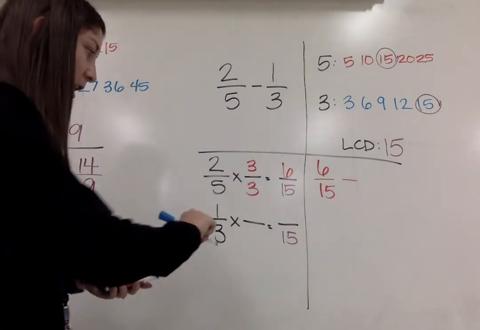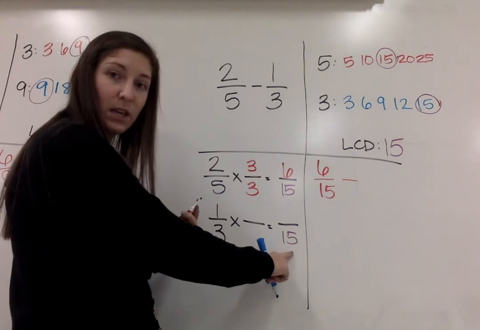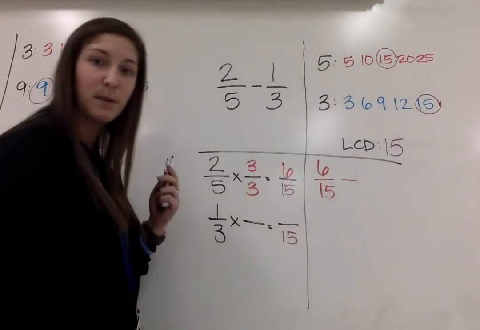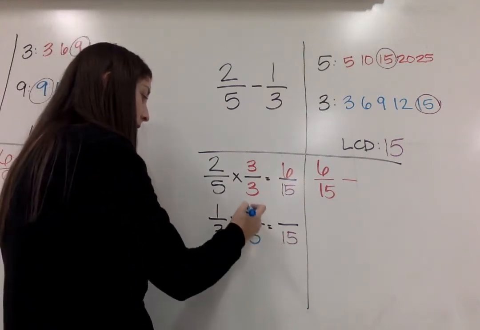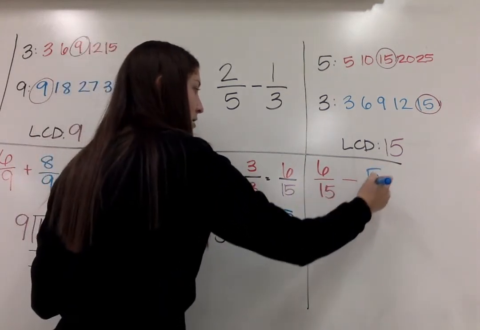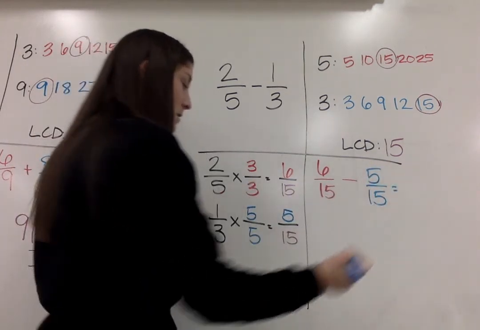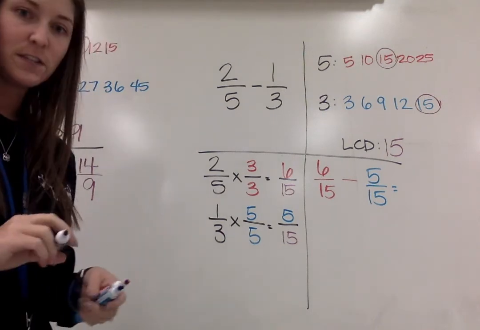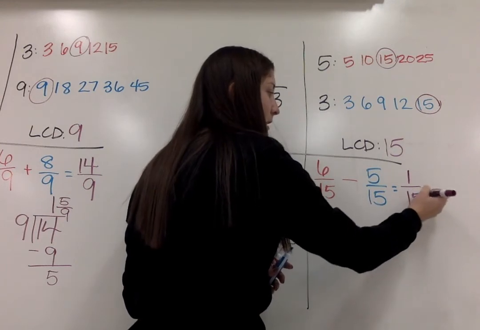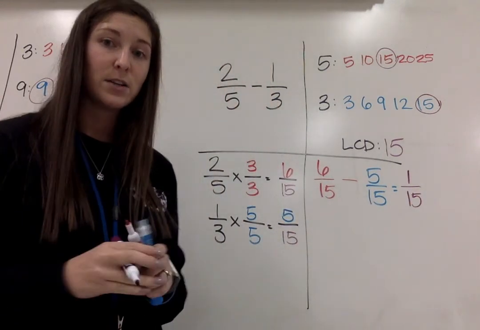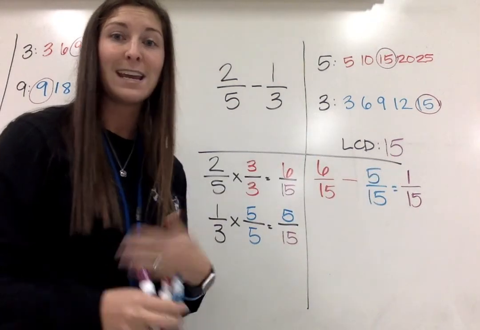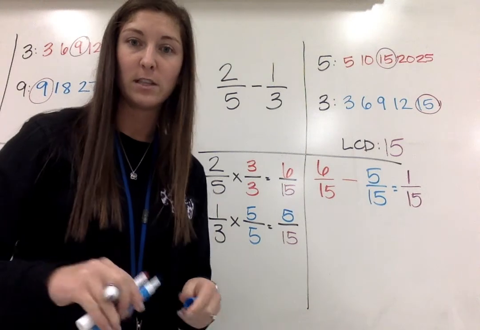Down here, I've got 3 times something gives me 15. Well, 1, 2, 3, 4, 5. 15 is my 5th multiple, so it is 5. 1 times 5 is 5, so my next fraction is 5/15. When I go to solve 6/15 minus 5/15, I am going to get 1/15. I mentioned simplifying as well, but notice that in this fraction the numerator is 1, therefore it cannot be simplified, so I don't even have to simplify in this problem.